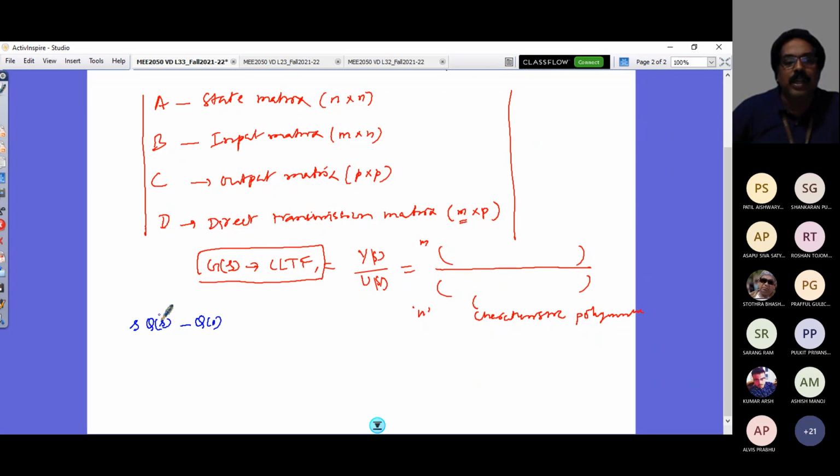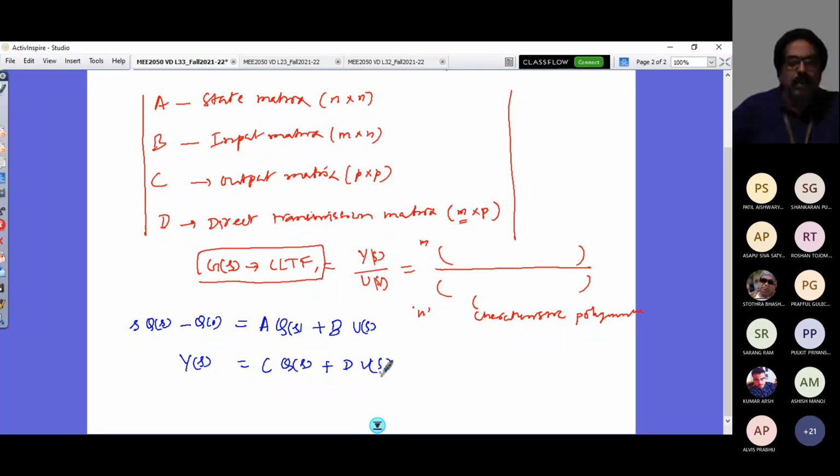So you have your first order differential, and the Laplace transform of a first order differential would be this S Q of S minus Q of 0, that is equal to, on the other side, A matrix times Q of S plus B U of S. And my output equation, y of t in time domain, when I take the Laplace transform with 0 initial condition, is going to be Y of S equals C into Q of S plus D into U of S.